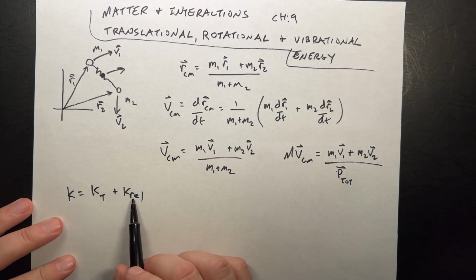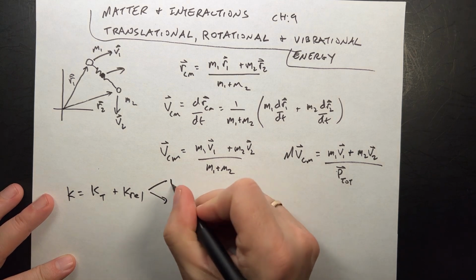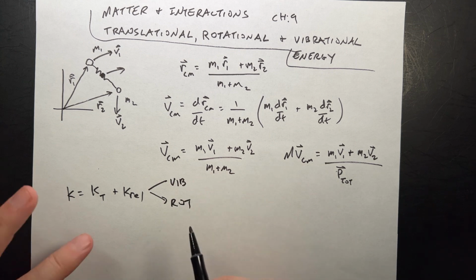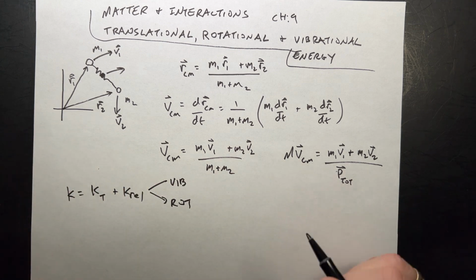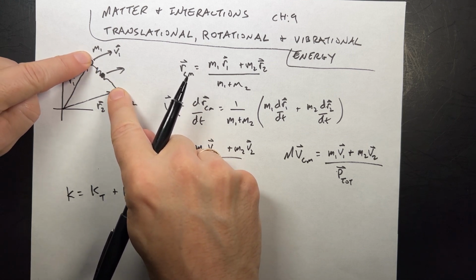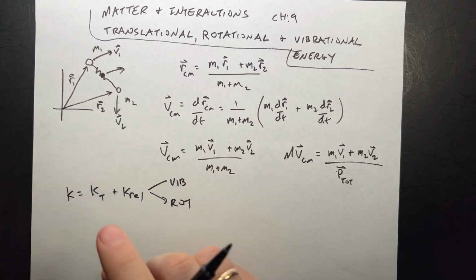And this relative kinetic energy, we actually can break into two kinds, vibrational and rotational. And the vibrational, I'll show you an animation of this in just a second. The vibrational would be motion towards or away from the center of mass, and the rotational is motion perpendicular to the center of mass, so it'd be rotating.